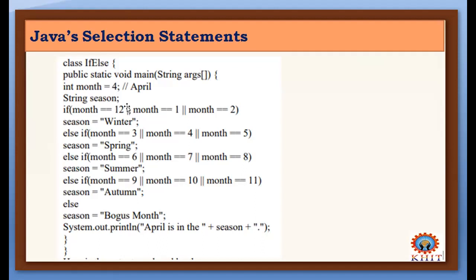So season is bogus month. It will print the bogus month, right? So here is an example which tells you the importance of if else statement.